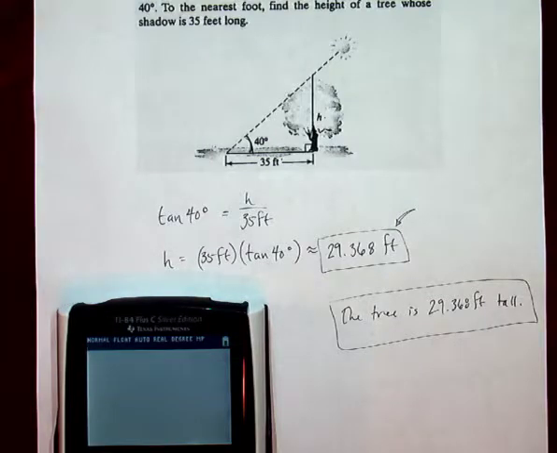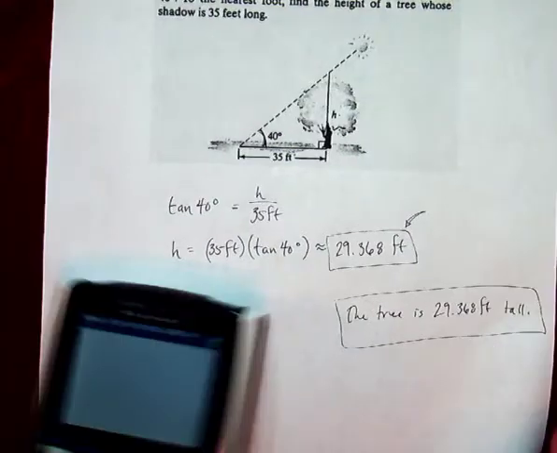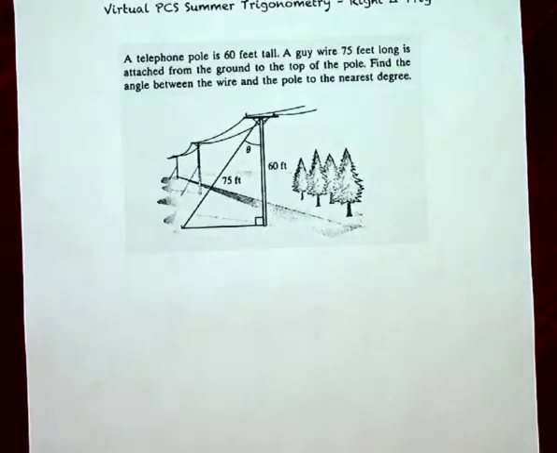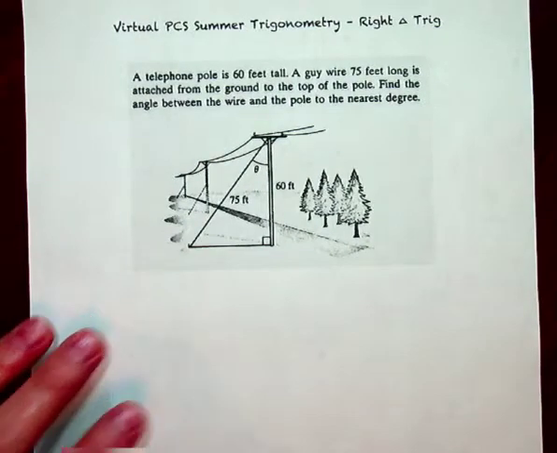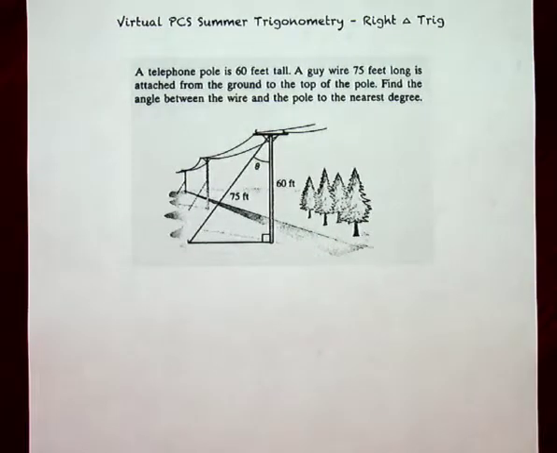Now, last problem, okay? And this one is actually going to harken back to something we were talking about previously. Let's go ahead and read it. A telephone pole is 60 feet tall. A guy wire 75 feet long is attached from the ground to the top of the pole. Find the angle between the wire and the pole to the nearest degree.